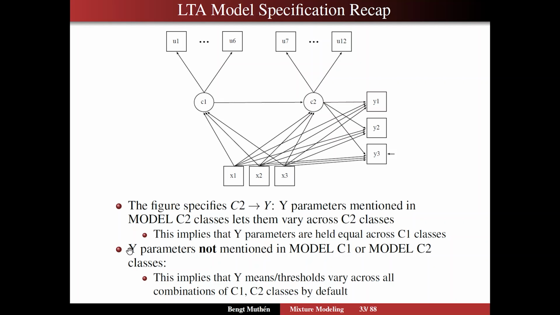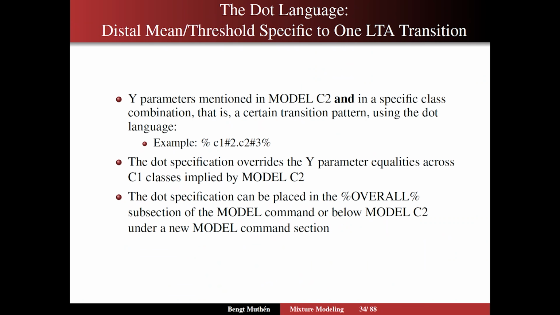Now, Y parameters not mentioned in model C1 or model C2 classes implies that the means and thresholds for the distal outcomes Y vary across all combinations of the C1, C2 classes by default. So what if you wanted something in between those two extremes? Well, let's look at slide 34.